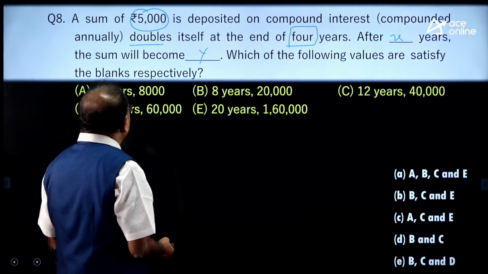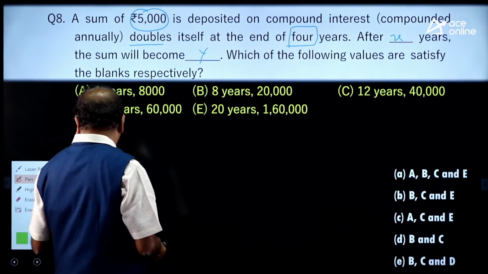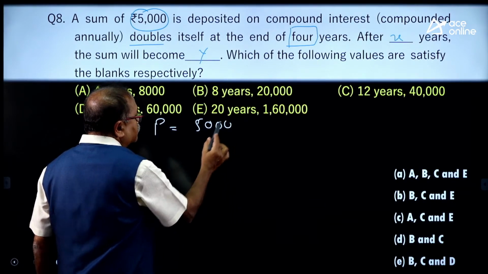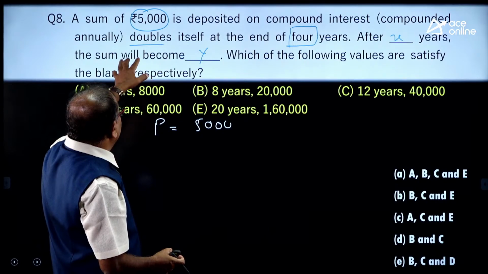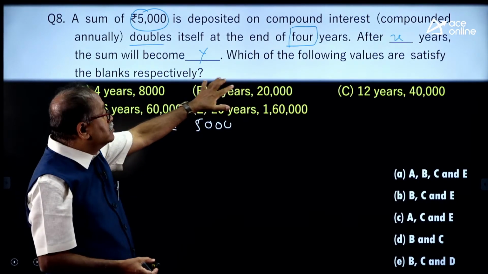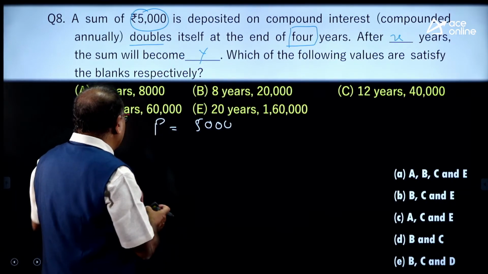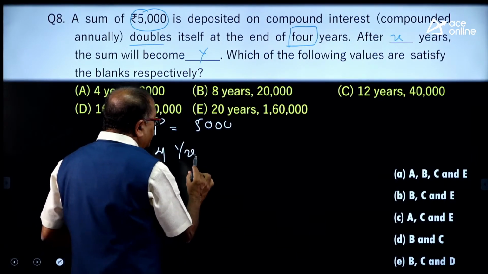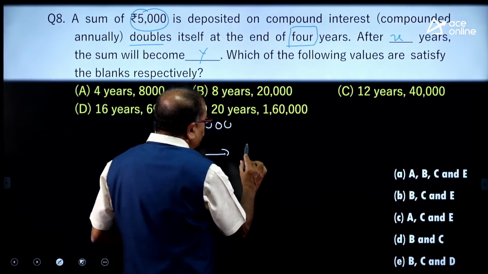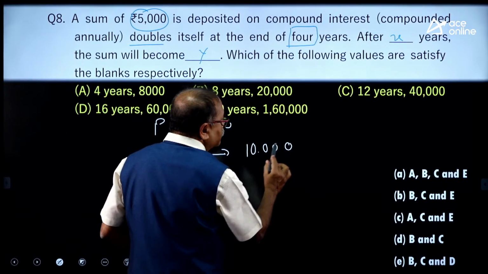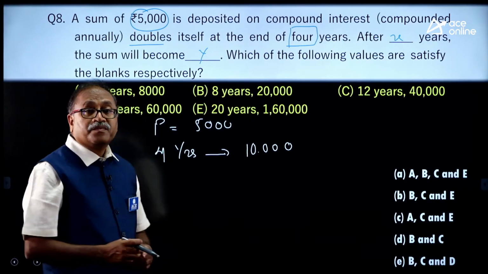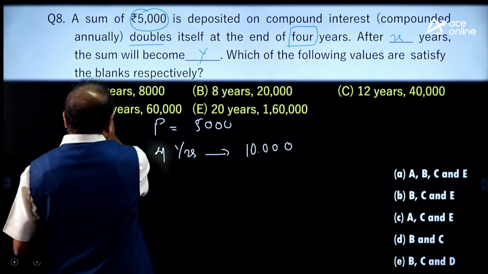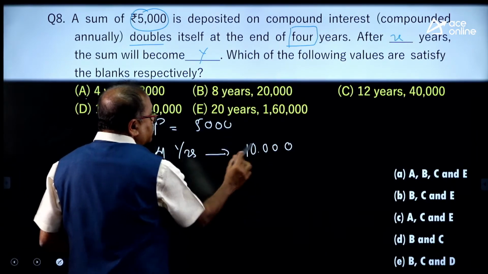We already know the sum is 5,000. So, P is equal to 5,000, and it is also said that it gets double in 4 years. When it gets double in 4 years, that means the first one is the year. Write down the year here. In 4 years, it gets double. That means it becomes 10,000. Am I right? Then option A, in 4 years it's 8,000.